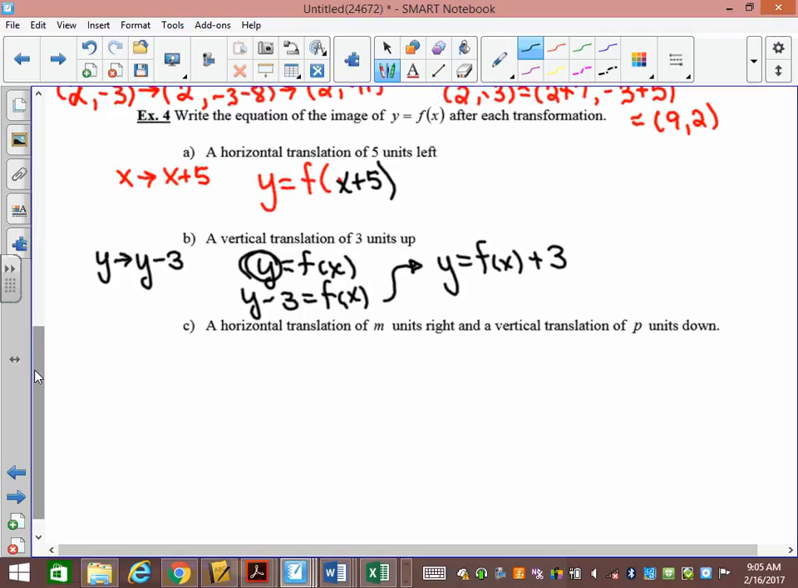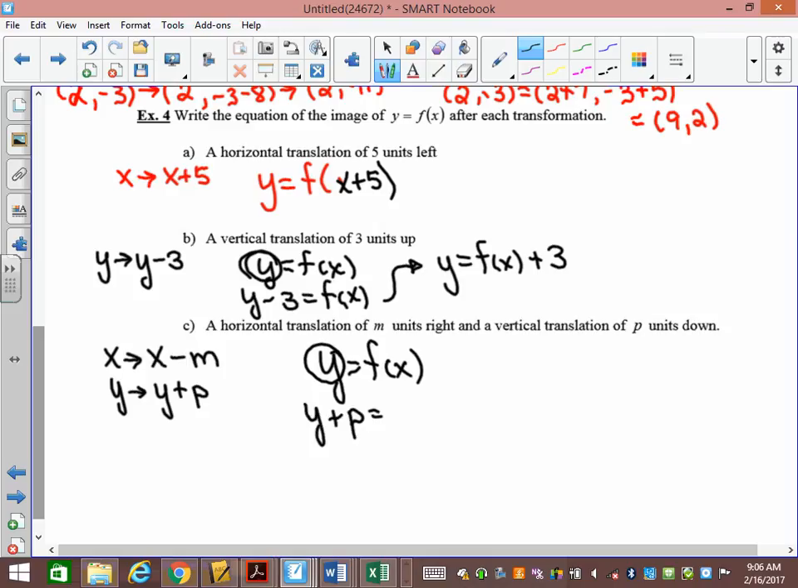Horizontal translation, m units right. So x becomes x minus m. y becomes p units down, y plus p. So replacement notation is always the opposite. So you have y equals f of x. This y I'm throwing behind my back, and I'm getting a y plus p in its place, equals f. I take the x, throw it behind my back, and I get an x minus m. Then I subtract p from both sides.